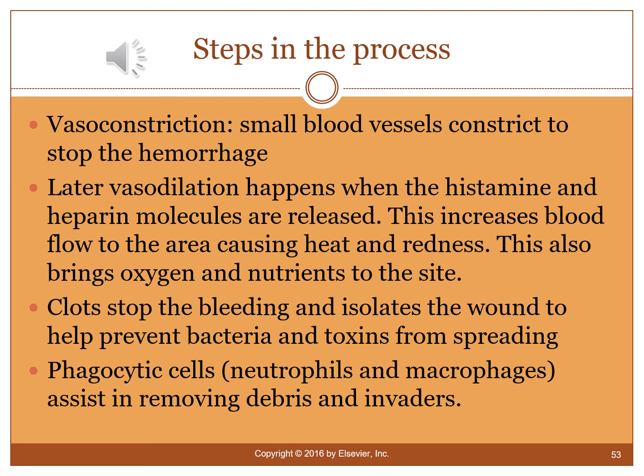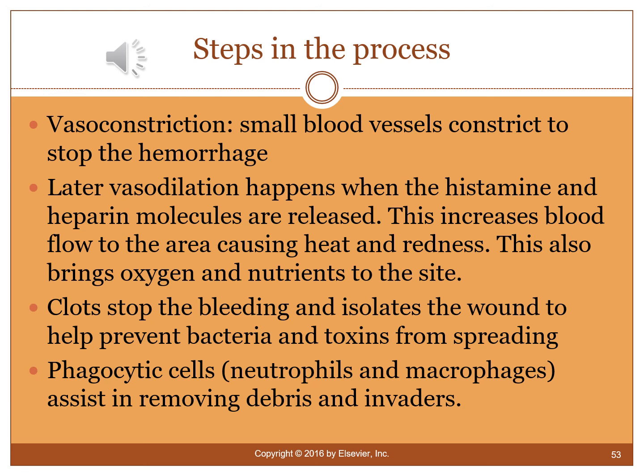Clots stop the bleeding and isolate the wound to help prevent bacteria and toxins from spreading to other areas or tissues in the body. Phagocytic cells such as neutrophils and macrophages assist in removing debris and invaders by engulfing them, and they only do this for a few hours until they die. So pus is accumulation of these dead and degenerated neutrophils and macrophages that have collected in that injured area.